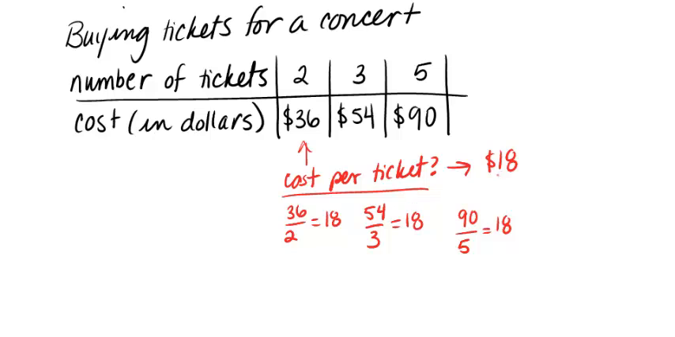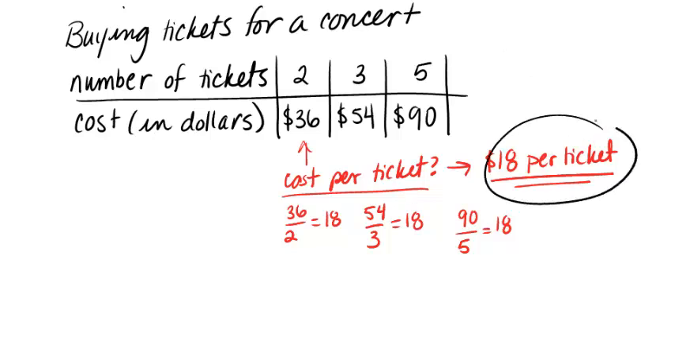Alright, now the next thing we want to do is, can we write a direct variation model for this? Now remember, $18 is the cost per ticket. And whenever we've got a slope or a rate of change, that's our constant of variation. So this $18 per ticket, this is our slope, or we could also call it our k for our constant of variation. So our direct variation model is going to be y equals 18x.